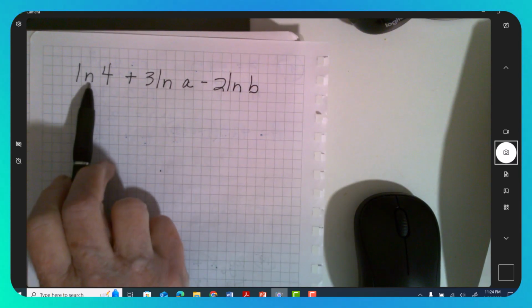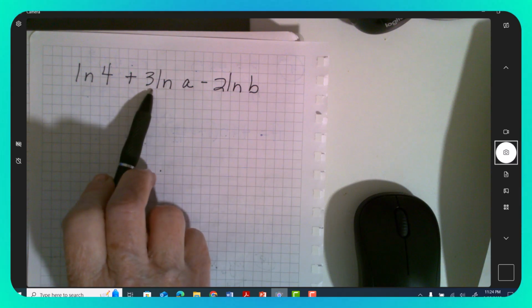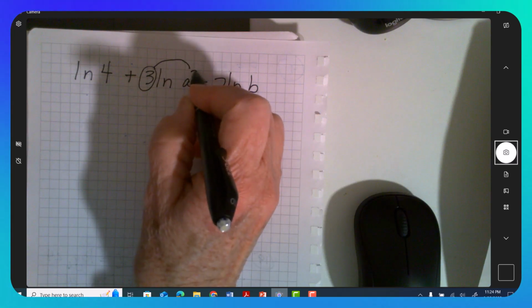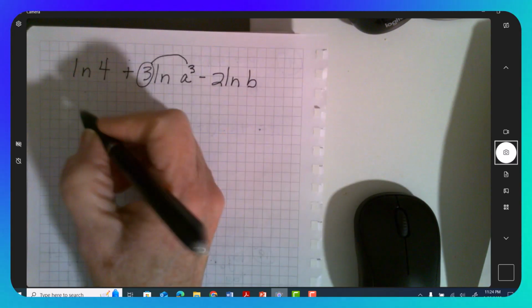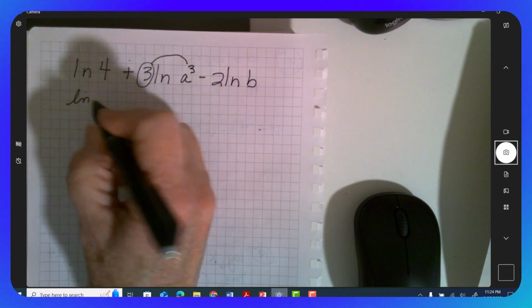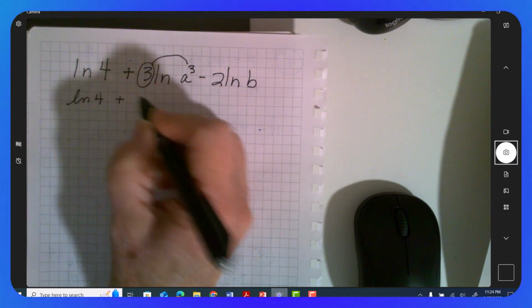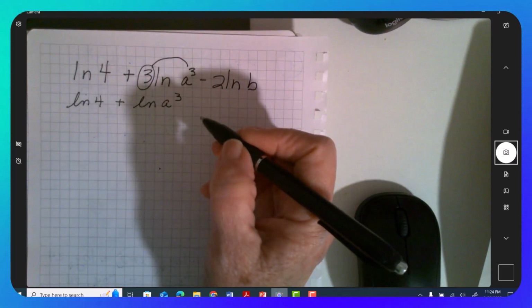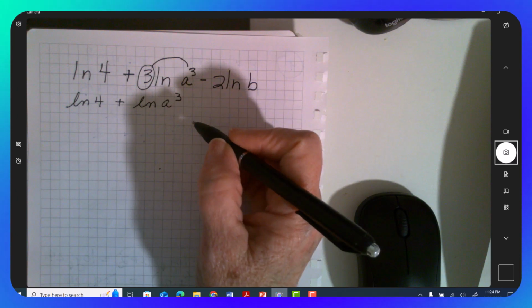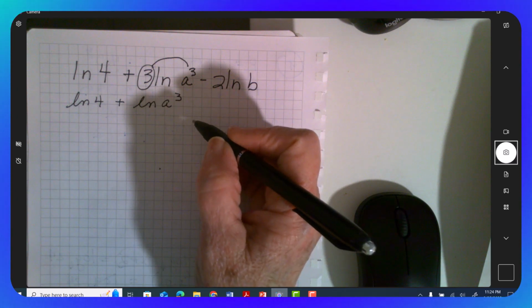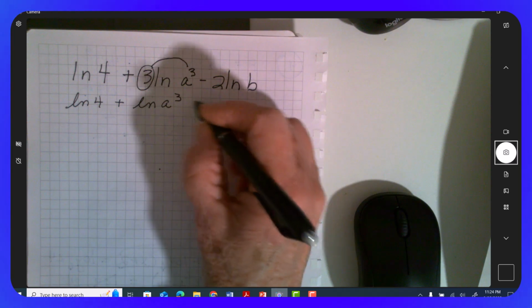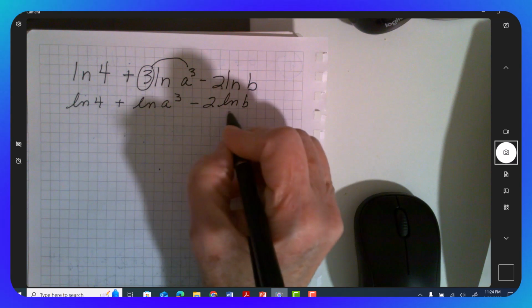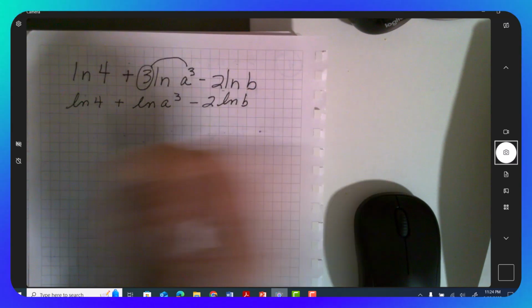All right, so we have the natural log. We've got the 3 that we're multiplying right here, so I'm going to bring that and put it up as an exponent. So I'm going to write it this way, natural log of 4 plus the natural log of a to the third. Just checking my work here, minus 2 natural log of b. I changed it to this because that looks too much like a 1 to me.